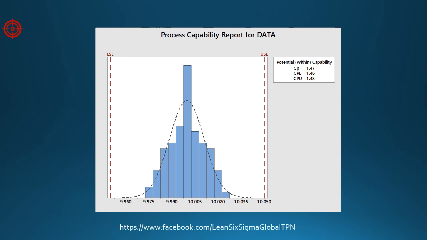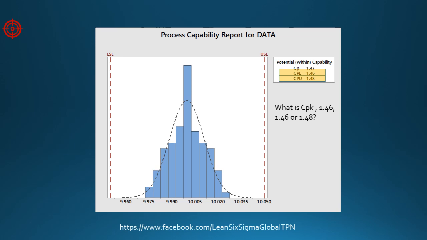Now let's look at the capability output for the part diameters. So what is Cpk? Here Cpl is 1.46 and Cpu is 1.48. Since Cpl is the smaller of these two values, Cpk is 1.46. The process is capable of meeting specification now and in the future, assuming the process remains stable over time.